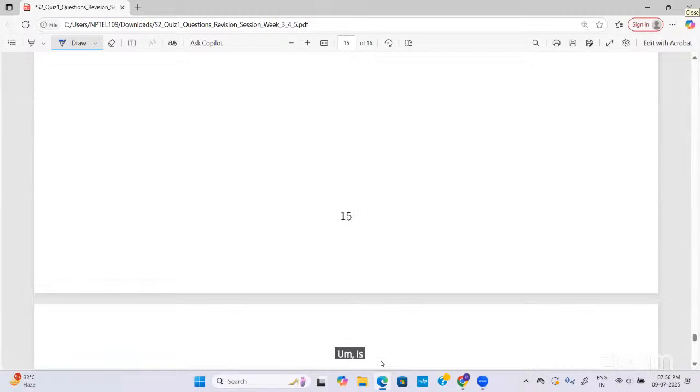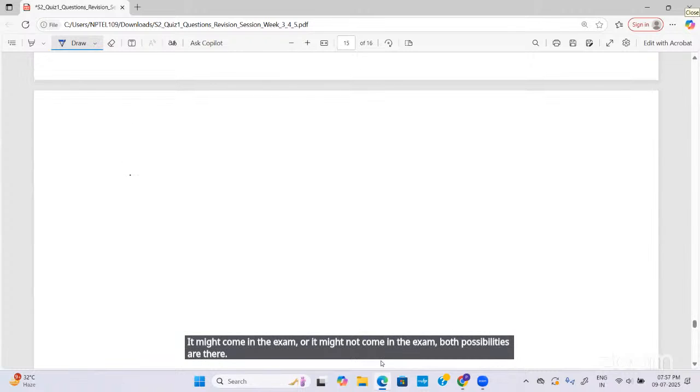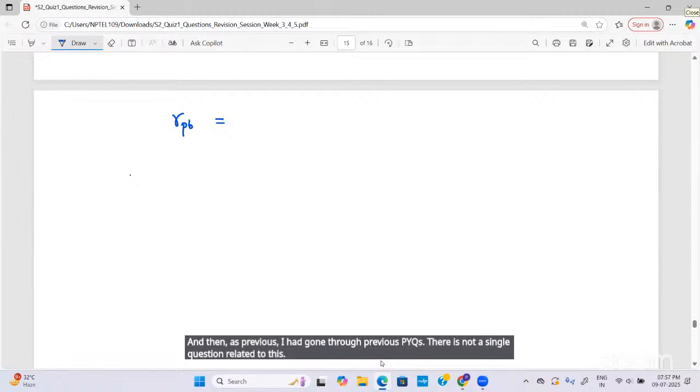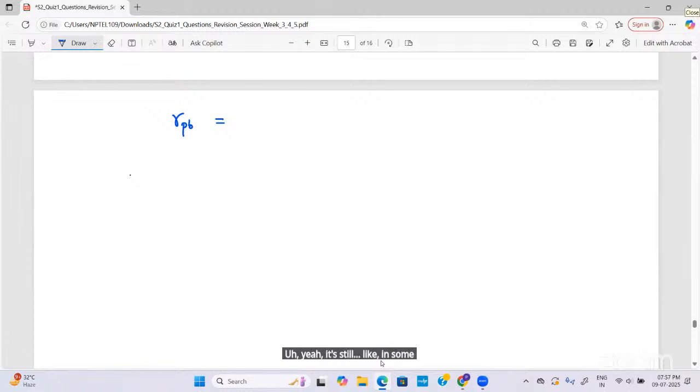Is the biserial coefficient important for the exam? I cannot say important or not important, but you should know the concept. It might come in the exam or it might not. Both possibilities are there. Ma'am, I had gone through previous PYQs and there is not a single question related to this. Actually, in some papers you can find it. And there's a question in the mock test on biserial coefficient correlation.